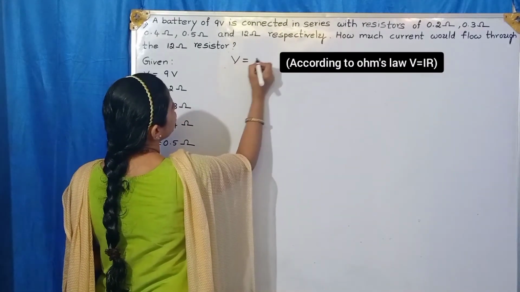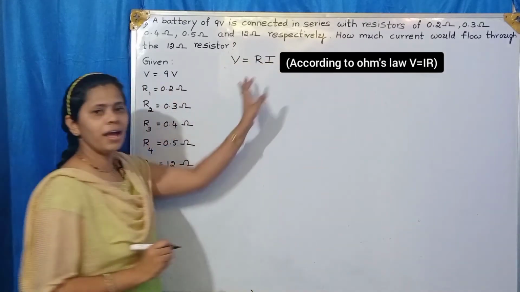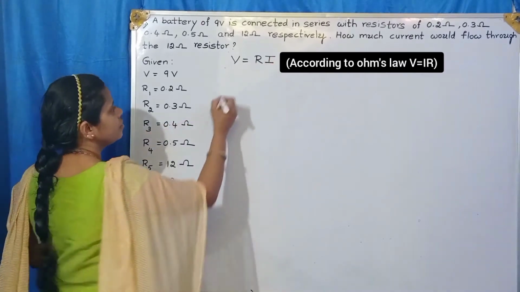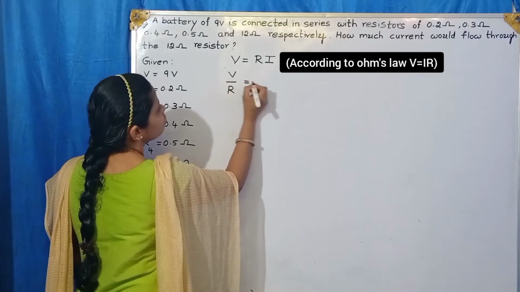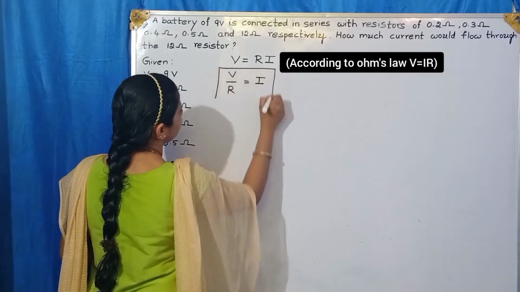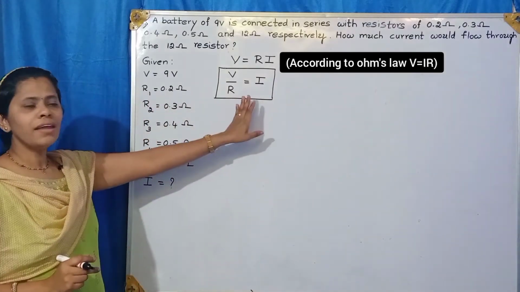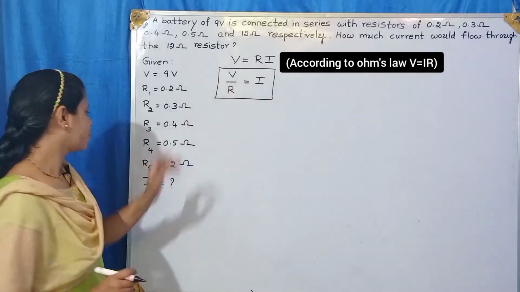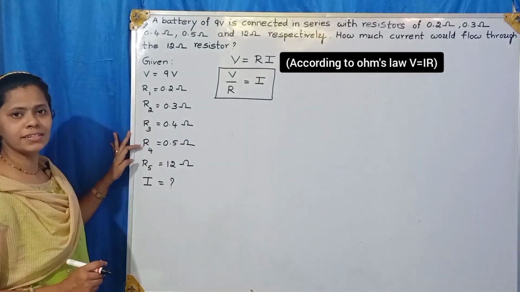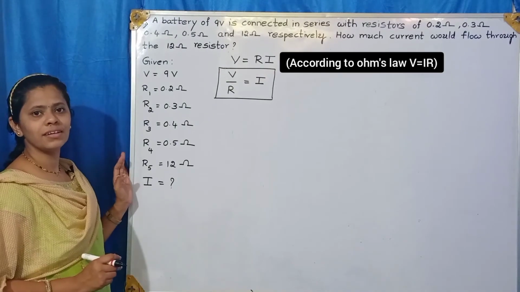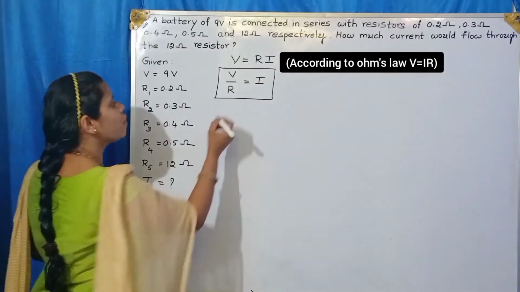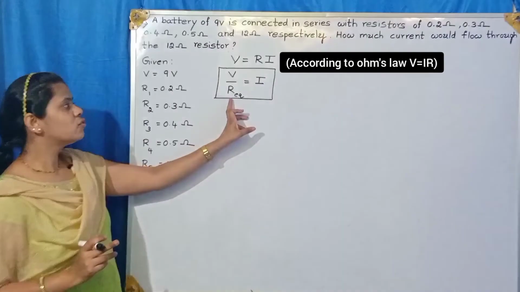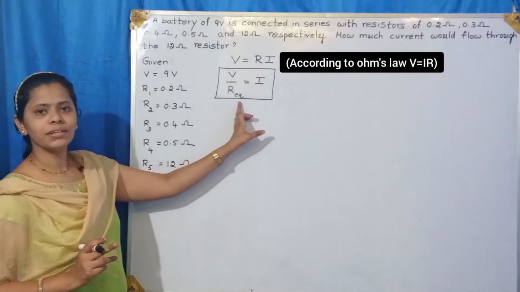We know Ohm's law: V is equal to R into I. By using this formula, we can find I, that is, V by R is equal to I. We can find the current flowing through the circuit by using this formula. See here, they have given 5 resistors connected in series. So first, what do we have to do? We have to find the R equivalent, because they have given more than one resistor.